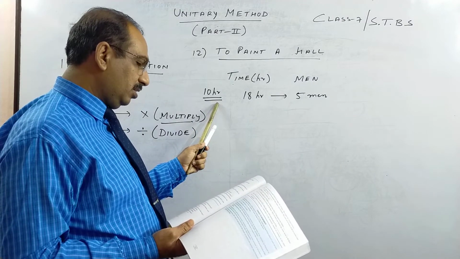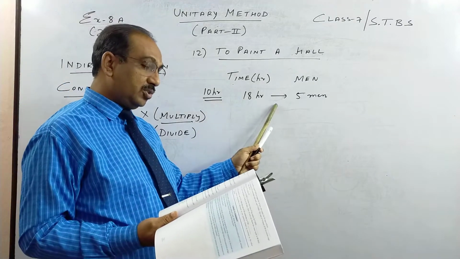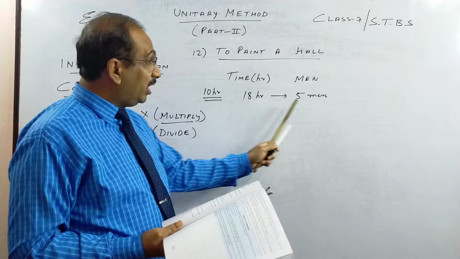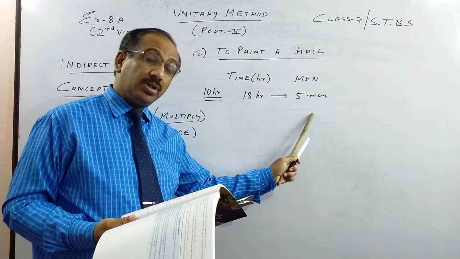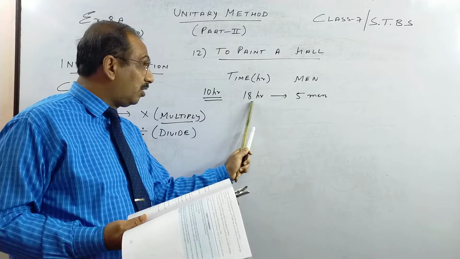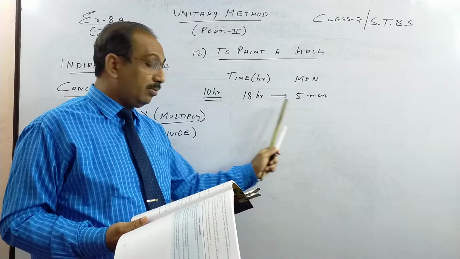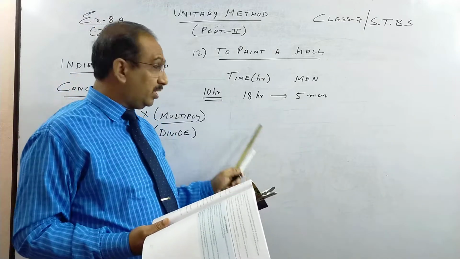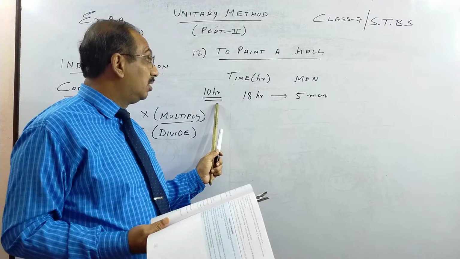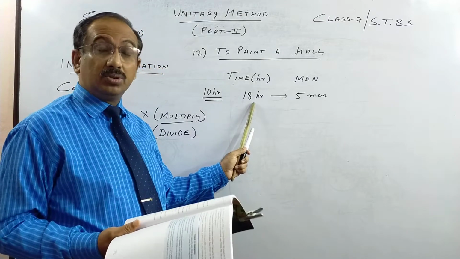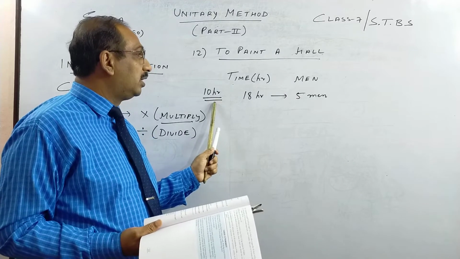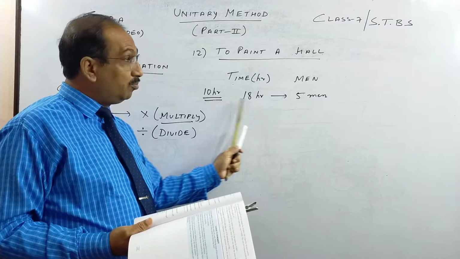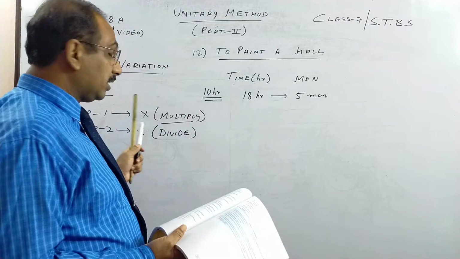So 5 men paint a hall in 18 hours, and men we have to find. Another very important thing of the unitary method is what you have to find. Men is your answer. How many men will be able to paint? Because time is less. See, children, in 18 hours you need 5 men, so to do the same work in 10 hours, 18 hours in a day is a huge thing out of 24 hours. You want to do it in 10 hours, but you have to employ more people. So the lesser the time, the more men are required. Hence it is indirect variation.